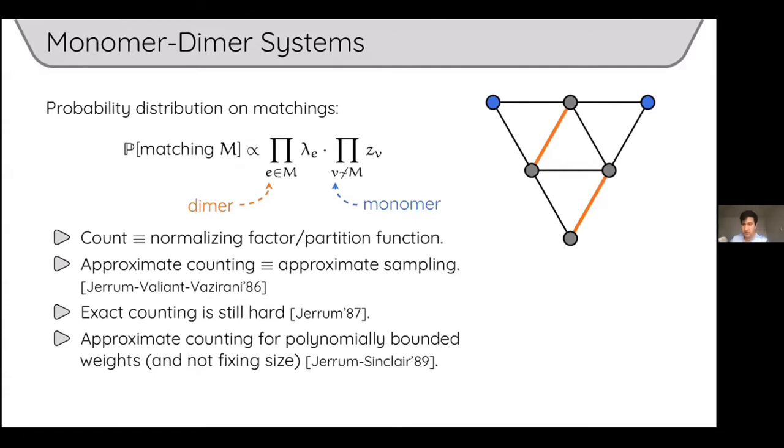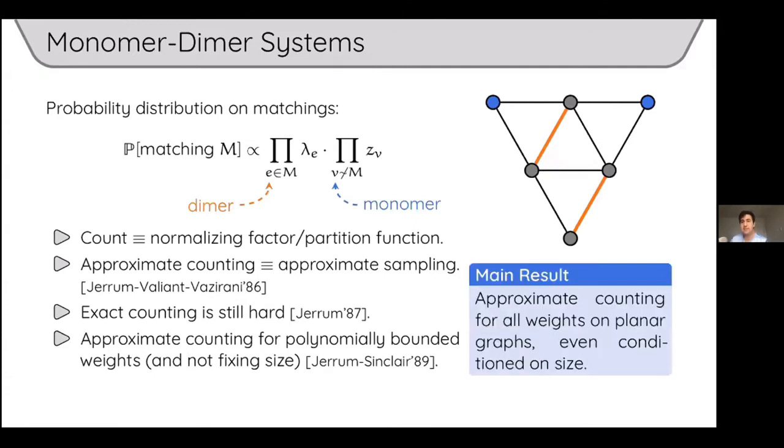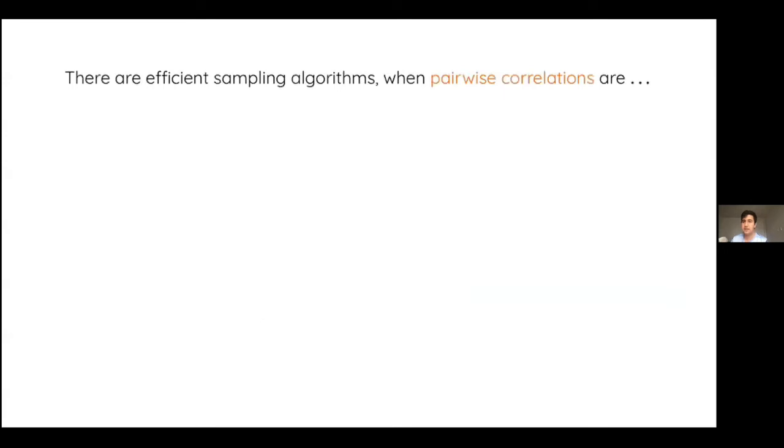Okay. So our algorithm basically works even in the monomer-dimer case, even if you want to restrict the size of the matching. And the important differentiating factor here from earlier work of Jerrum and Sinclair is that it works for all weights, not just polynomially bounded weights.